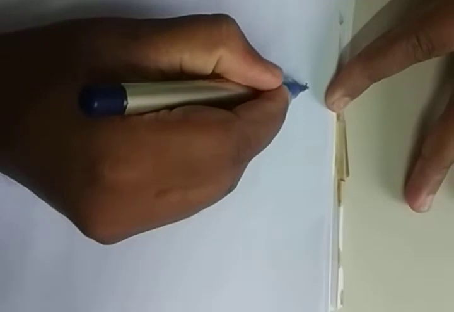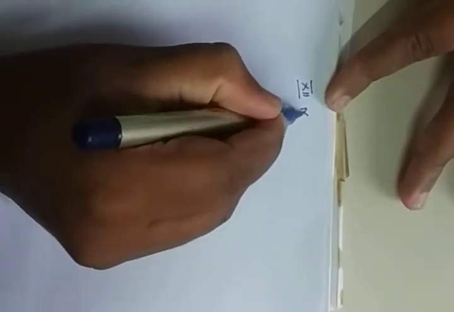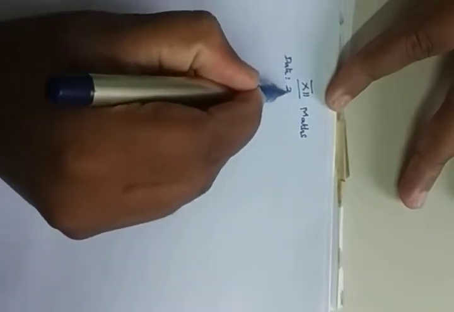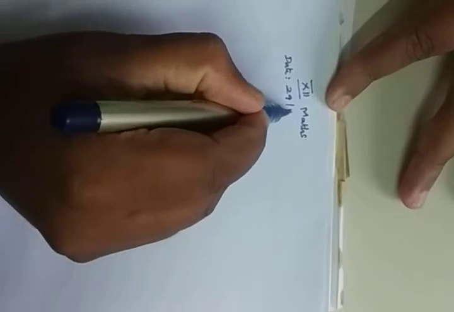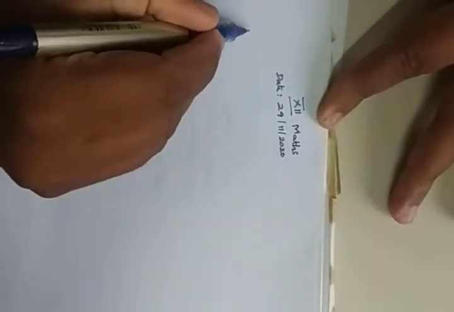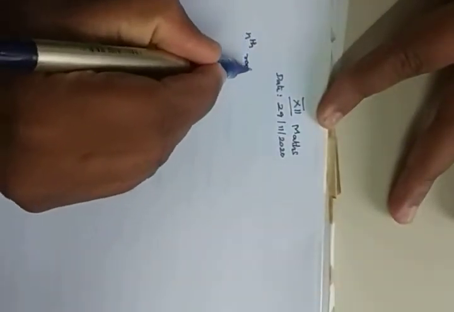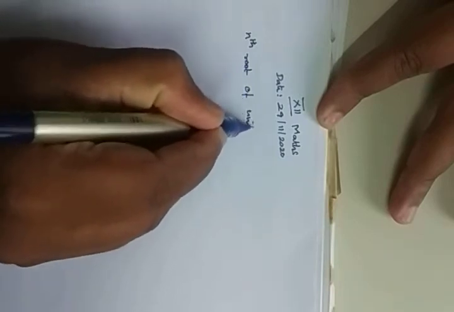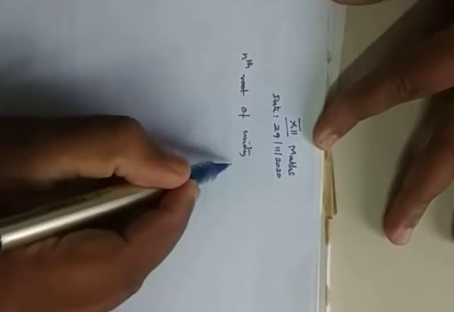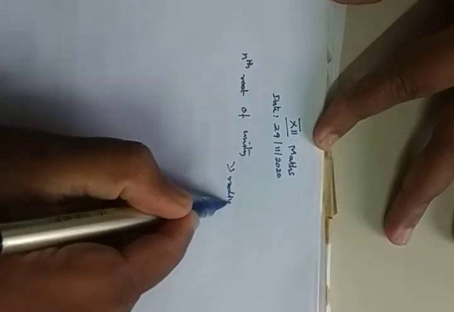Today we are going to see 12th maths. We are discussing the nth root of a complex number, and we have already shown many equations on this. Now we are going to see the nth root of unity. Unity means 1. The nth root of unity means the radius is 1, radius equals 1.